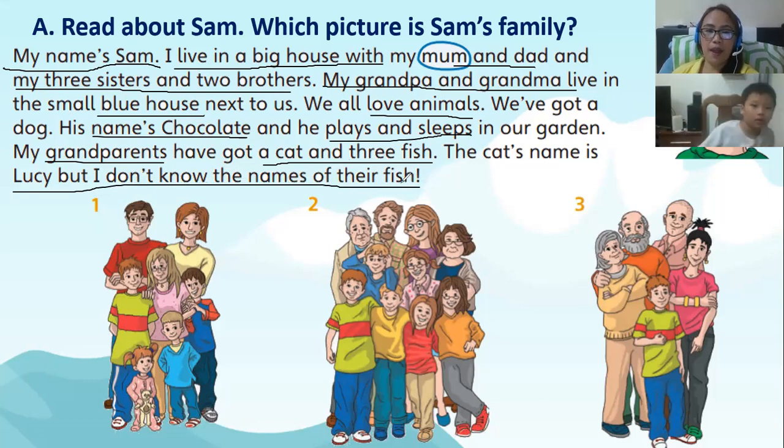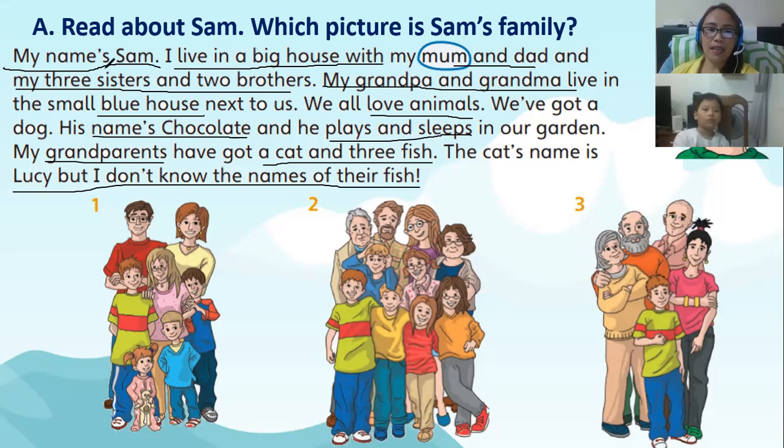I will reread the paragraph, okay? My name's Sam. I live in a big house with my mom and dad and my three sisters and two brothers. My grandpa and grandma live in the small blue house next to us. We all love animals. We've got a dog. His name's Chocolate. And he plays and sleeps in our garden. My grandparents have got a cat and three fish. The cat's name is Lucy, but I don't know the names of their fish.